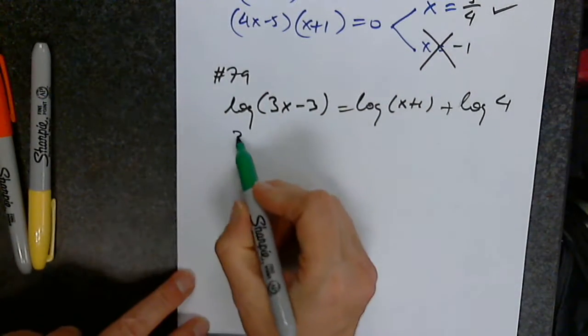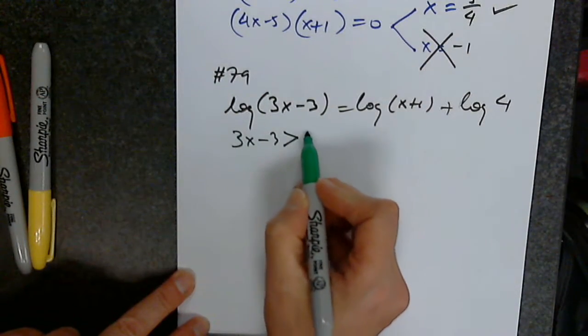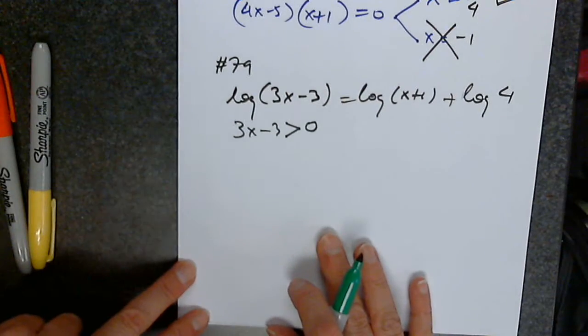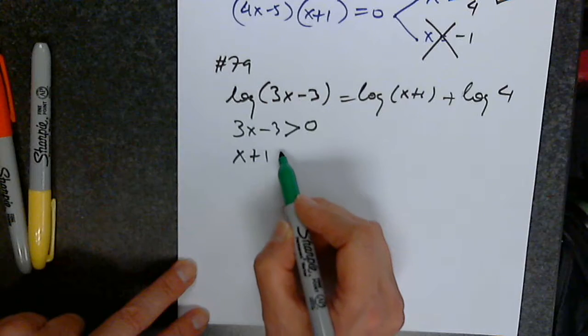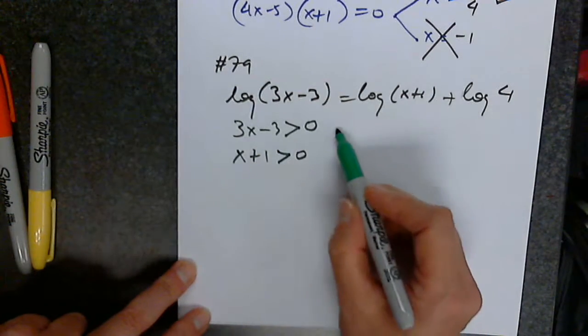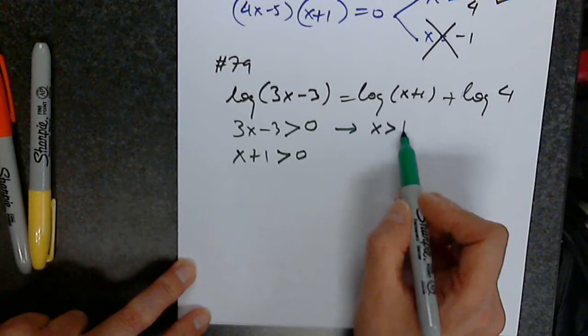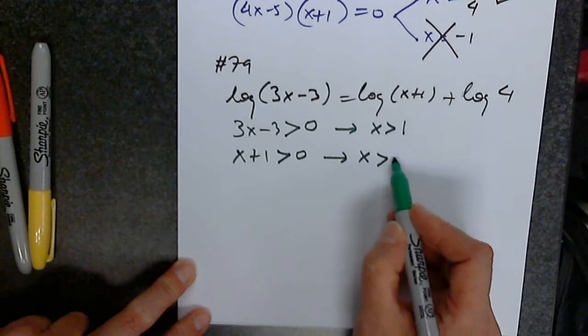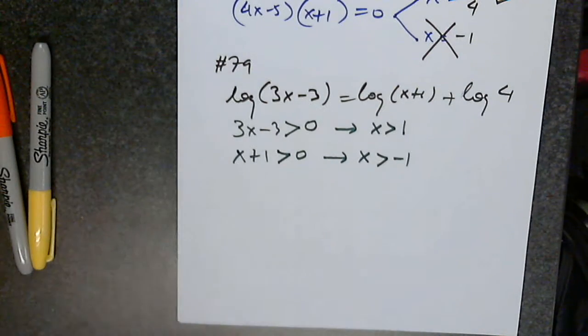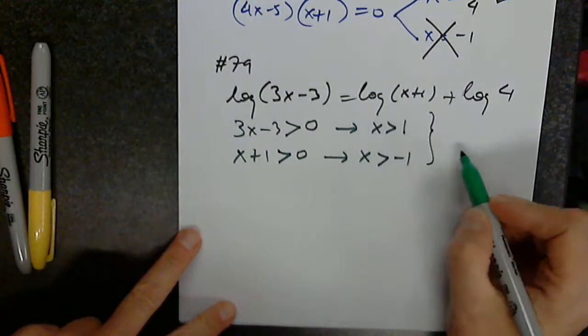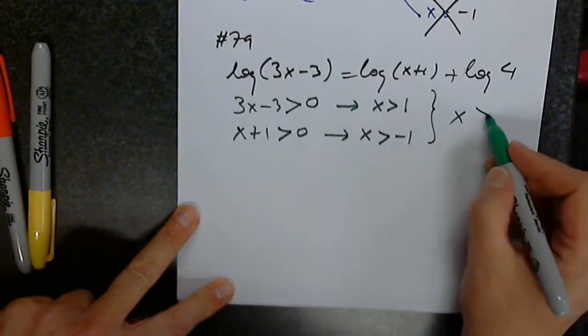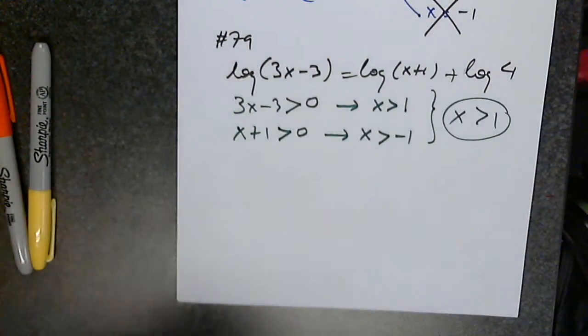3x minus 3 is greater than 0. And the other one? X plus 1 is greater than 0. Excellent. So from here, I know that x is greater than 1, and from here, x is greater than -1. Imagine from -1 to infinity, and then imagine from 1 to infinity. Where is the common territory? Very good. Do you all see greater than 1?